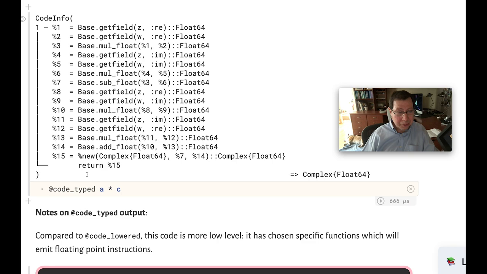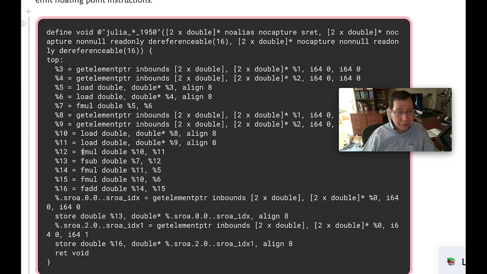Here, let's see. I should see four floating point multiplies: floating multiply, floating multiply, floating multiply, floating multiply. There's a float subtraction and a float add, right? And then the rest is like get pointers and stuff like that. So you can read it.